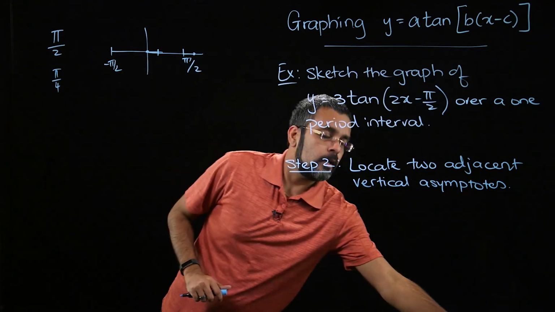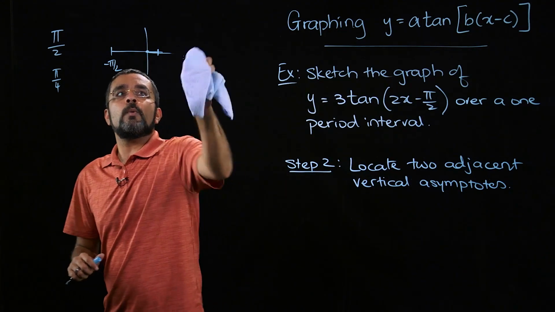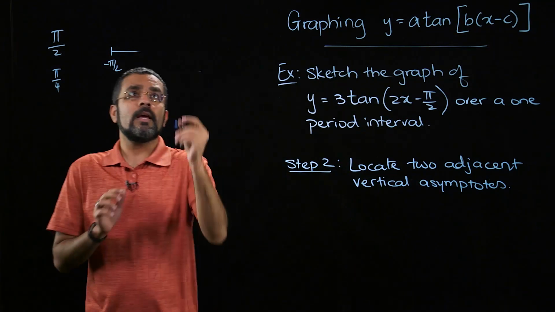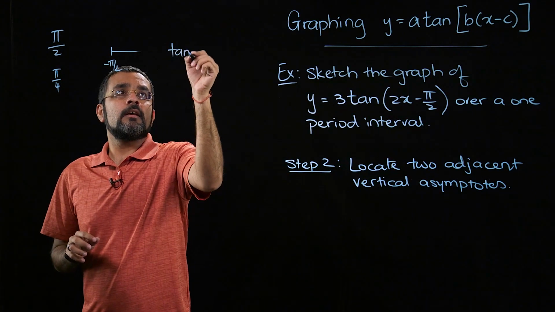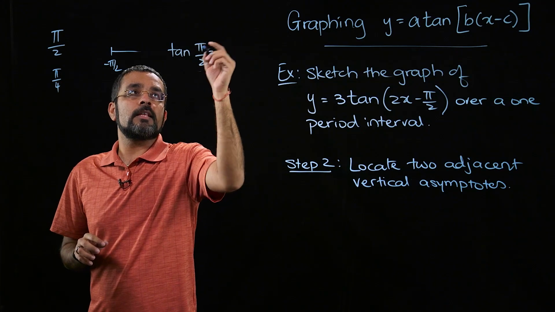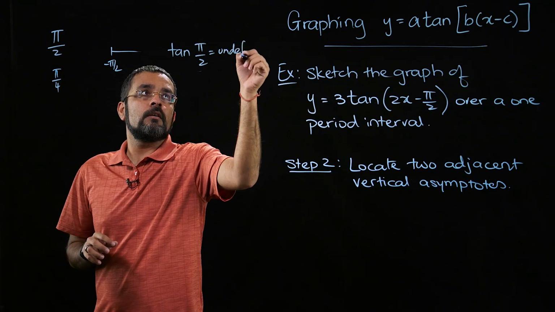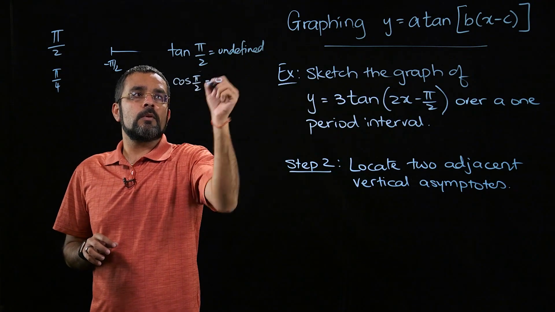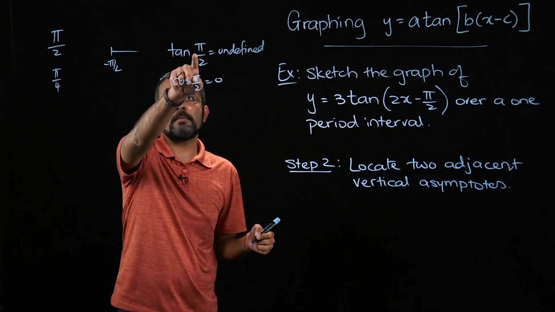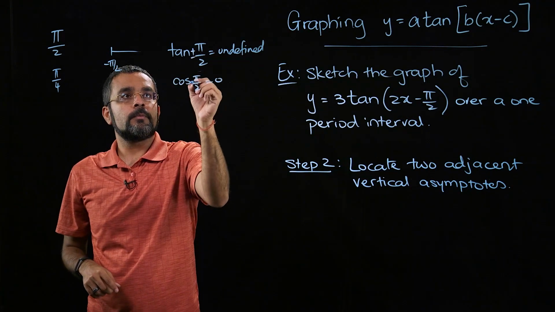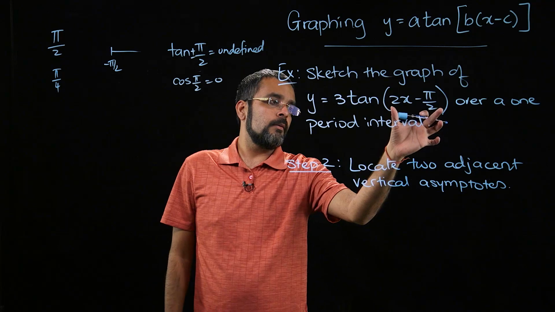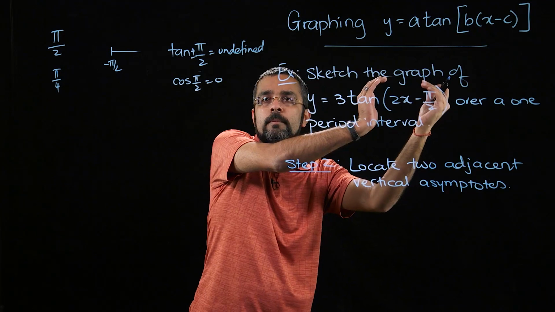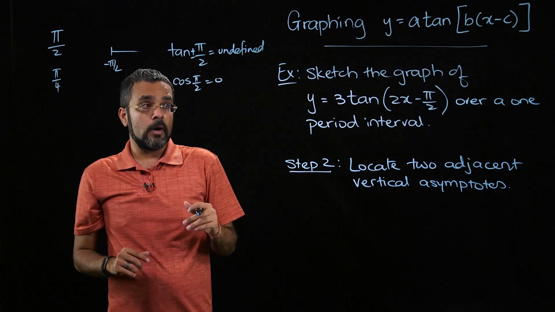So what we're going to do here is, when do we know we get an asymptote? I know I have an asymptote when I have tan of pi over 2, for example, because we know that's undefined. This is because cosine pi over 2 is equal to 0, so that's where my denominator becomes 0, right? And the same thing for negative pi over 2. So I'm going to take this thing in here and set it equal to pi over 2 and negative pi over 2, because if this angle is pi over 2, then I know I'm going to get a vertical asymptote.